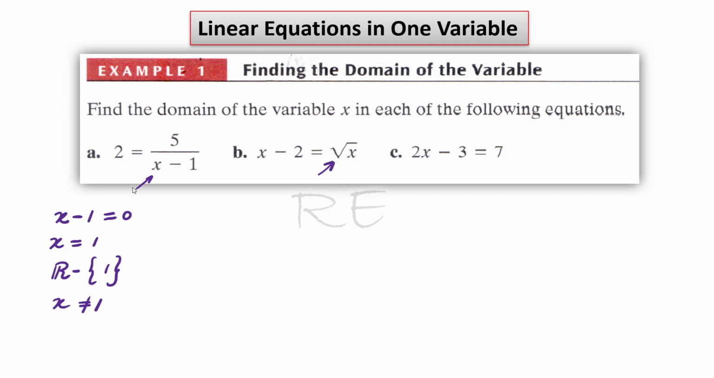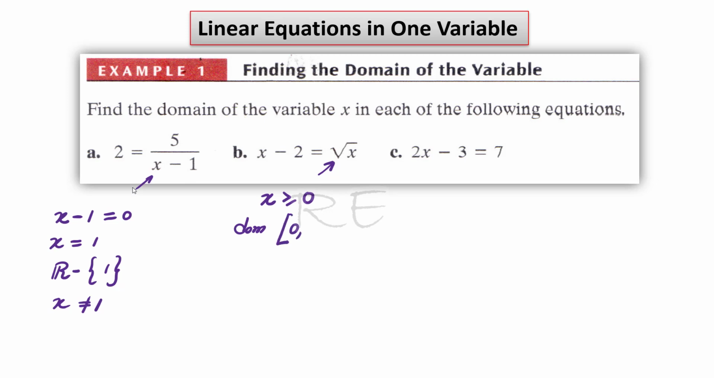The right side for B is square root of x, and x must be non-negative, greater than or equal to 0 for square root of x to exist. The domain, therefore, is all x greater than or equal to 0, from 0 to infinity.